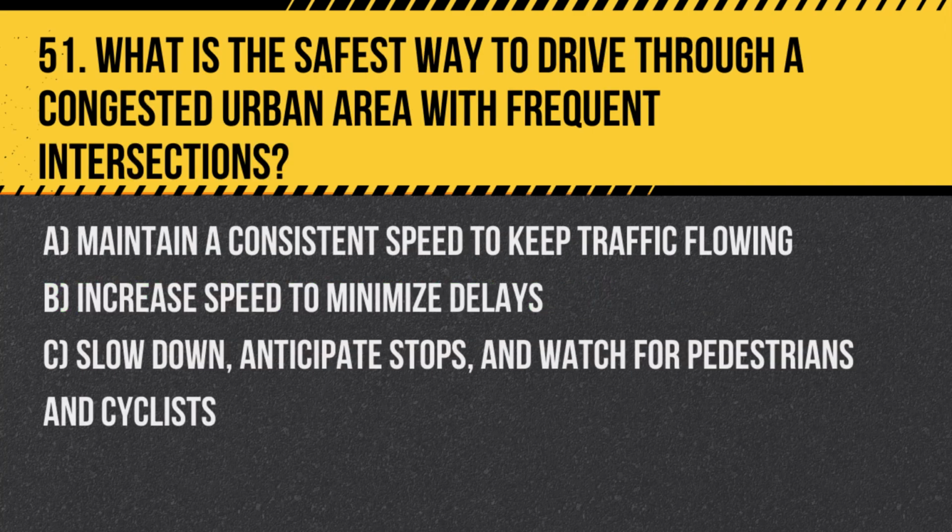Question 51. What is the safest way to drive through a congested urban area with frequent intersections? A. Maintain a consistent speed to keep traffic flowing. B. Increase speed to minimize delays. C. Slow down, anticipate stops, and watch for pedestrians and cyclists. Answer. C. Slow down, anticipate stops, and watch for pedestrians and cyclists. In congested urban areas with many intersections, it's important to be vigilant and slow down to safely respond to unexpected stops and the presence of pedestrians and cyclists.